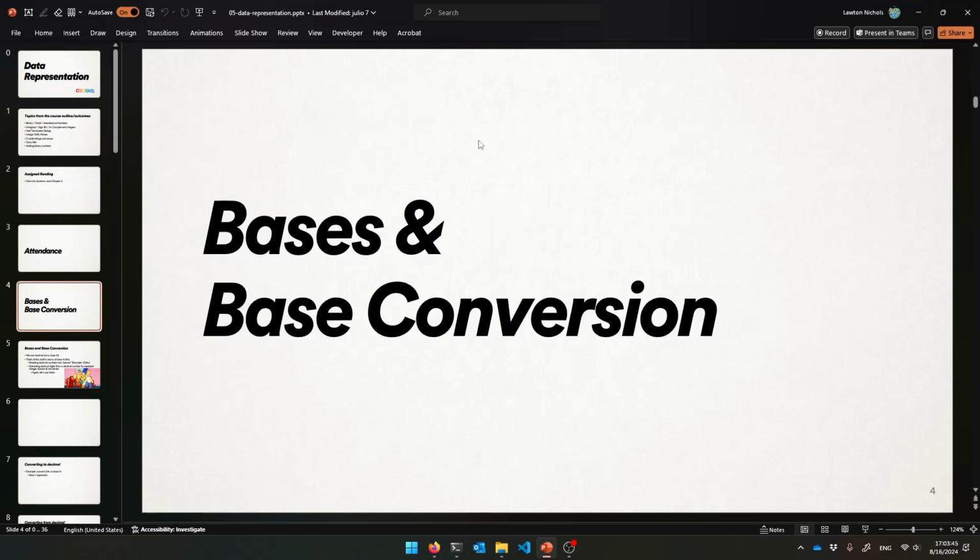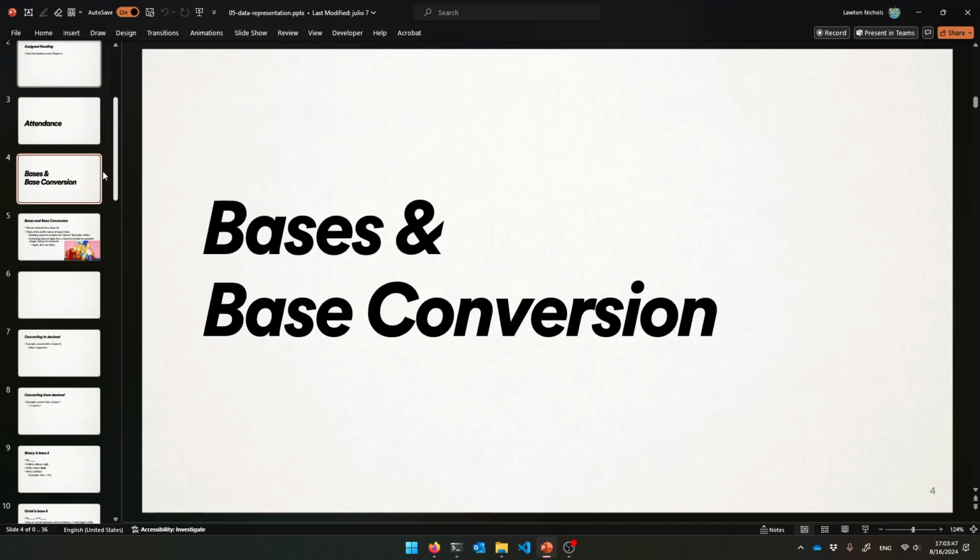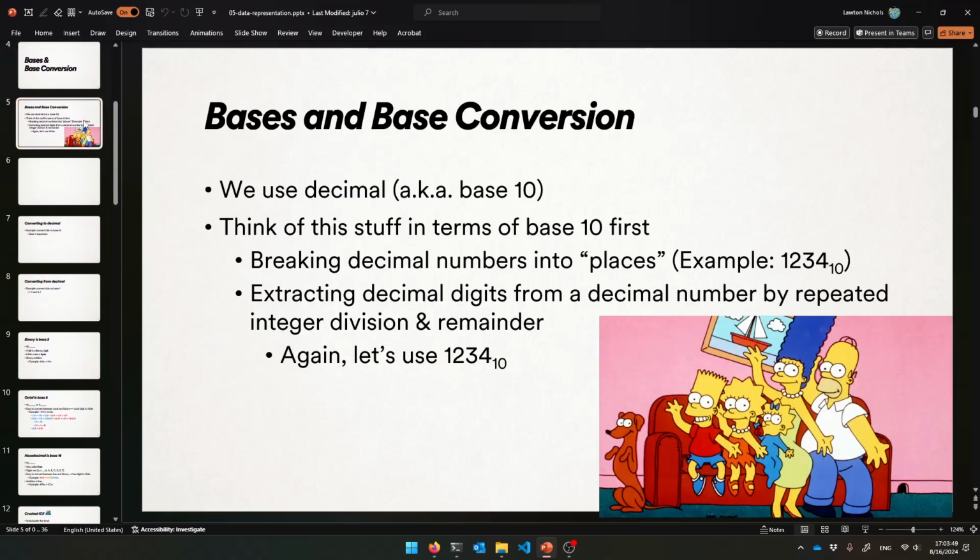Let's get right into it and start with bases and base conversion. This should be a review. I teach this in 40 for sure, and 26 if you've taken that already. So let us remember all these different bases that exist and the ones that are important to computer science as well. As humans, we like to use decimal numbers when we're writing stuff out.